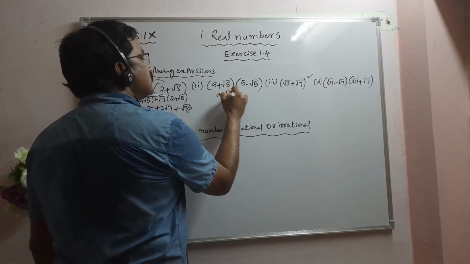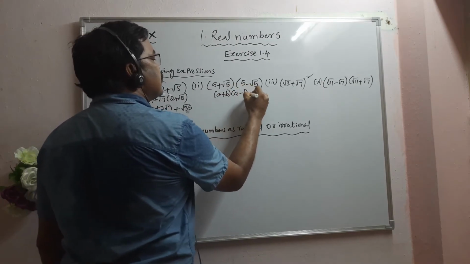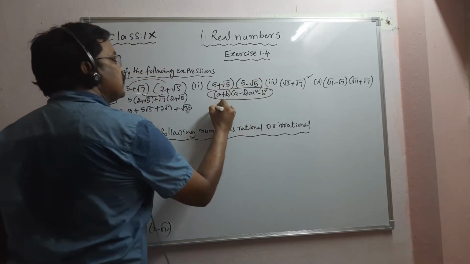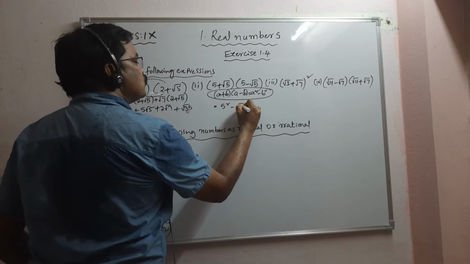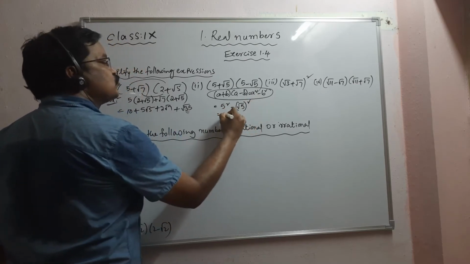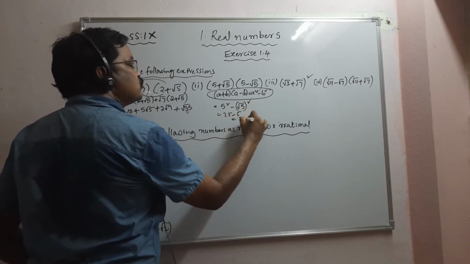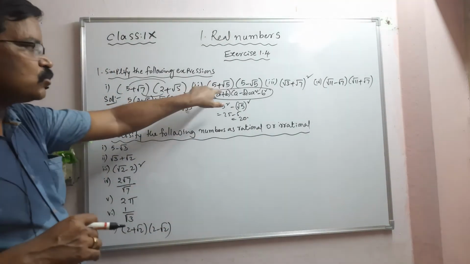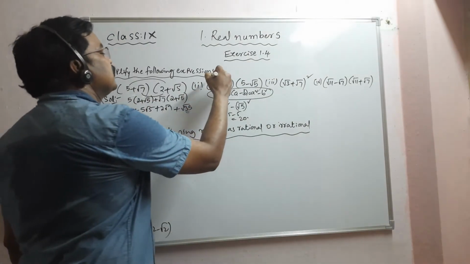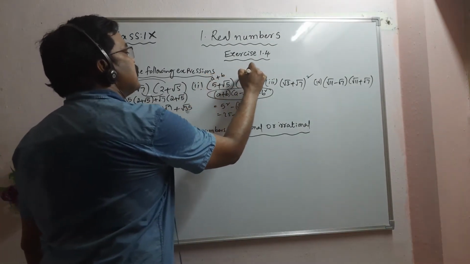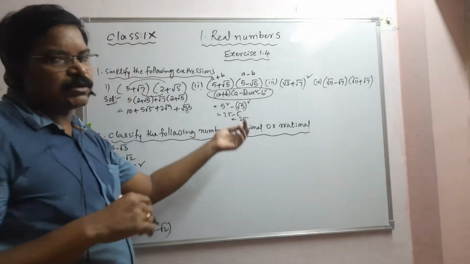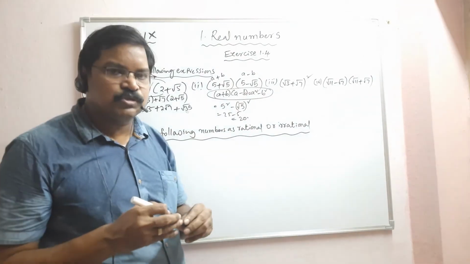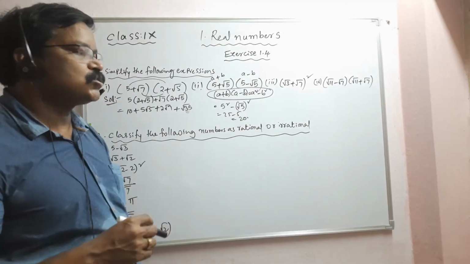Next, a plus b times a minus b. What is a plus b times a minus b? This is a square minus b square. That means 5 square minus root 5 whole square. That is 25 minus 5, that is equal to 20. Understand, children? Shall I repeat? 5 plus root 5 times 5 minus root 5. Here a plus b times a minus b means a square minus b square. A means 5, b means root 5. 5 square minus root 5 whole square, 25 minus 5, that is equal to 20.